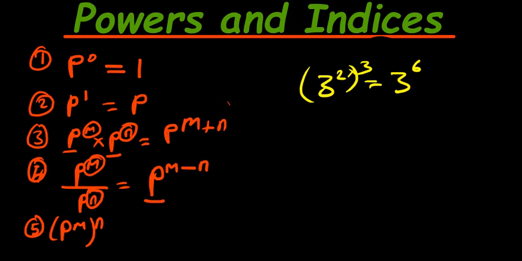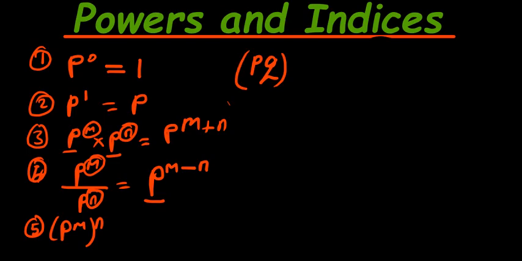And then if you have been given, let's say, pq to the power n in the brackets, this represents p to the power n, and then q to the power n. It's more like you're just distributing n to the bases that you have inside.